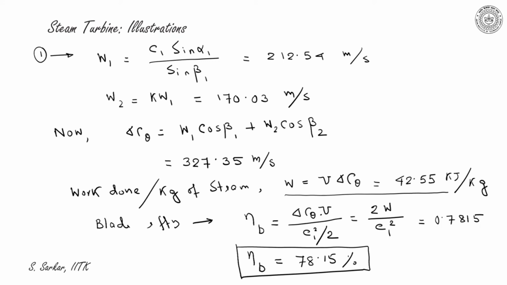Now this is the blade efficiency, not the stage efficiency. That is the efficiency of the rotor. Now let's go to the next page. Now let me evaluate stage efficiency. Stage efficiency eta S is equal to blade efficiency into the nozzle efficiency.